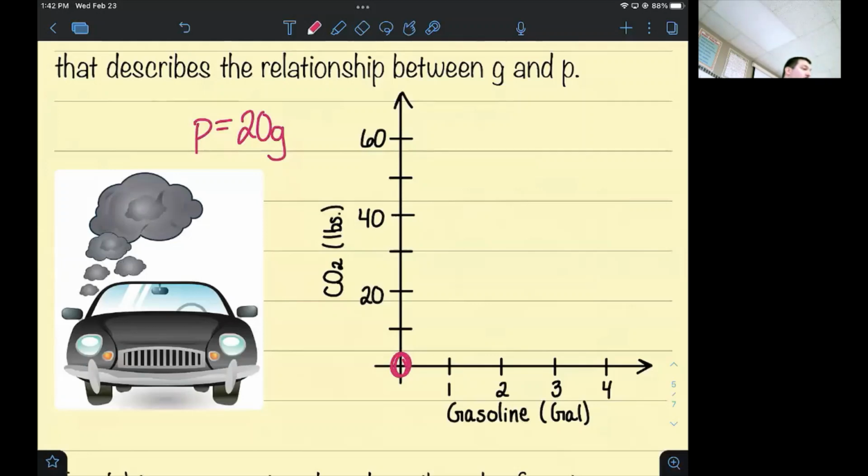So my slope's 20. Do I rise 20 and run 20? That'd be a slope of 1. I rise 20 and I run 1. And I'm going to have something that looks like this. And yes, that's a direct variation because the y-intercept we set is 0.